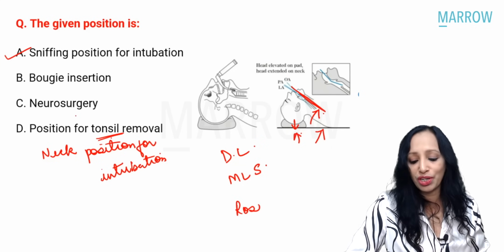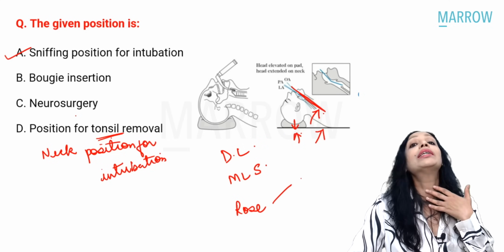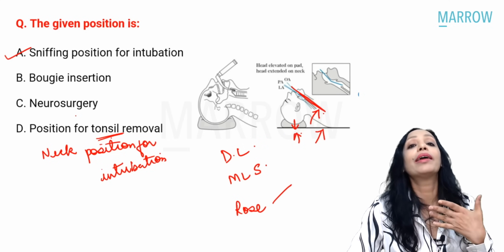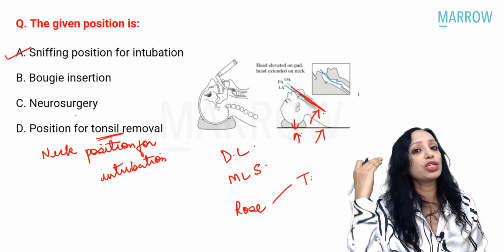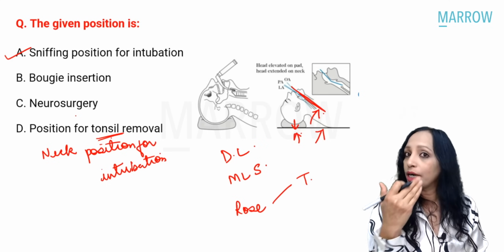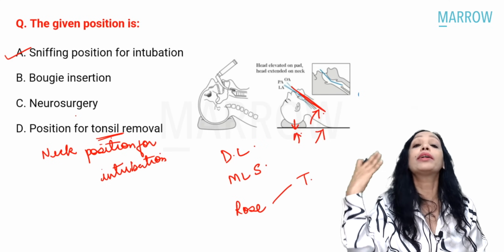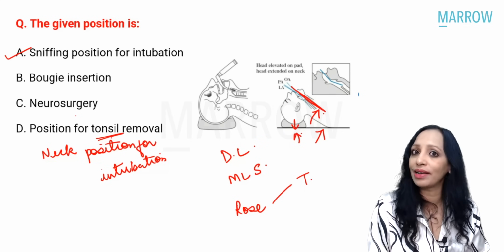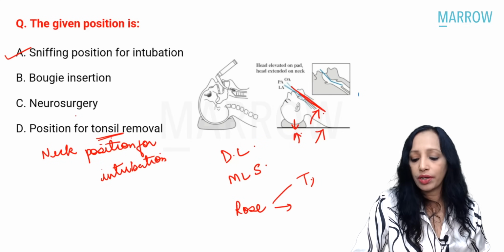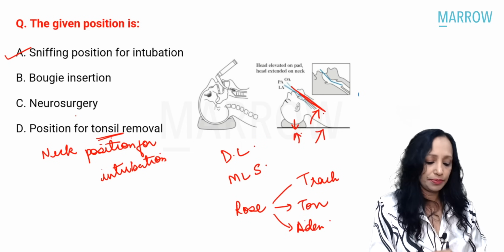And Rose's position is for what? Again, you need to know. We need this whenever we need the larynx at a higher level. Yes, so that is for tracheostomy. And that is for the adenoidectomy as well as tonsillectomy, when we want the larynx at a higher level and the head at a lower level, so that the aspiration of blood during surgery and following that decreases. So for tracheostomy, for tonsillectomy, as well as for adenoidectomy, right?